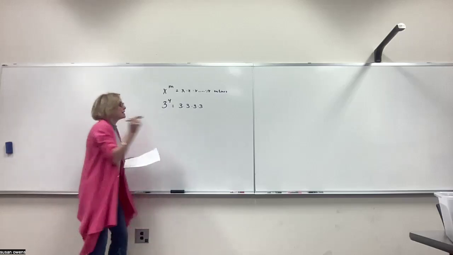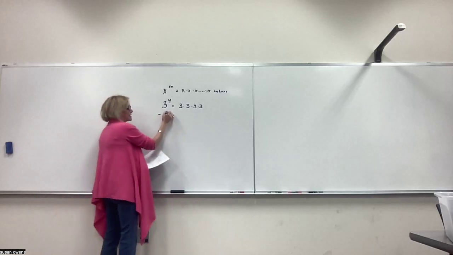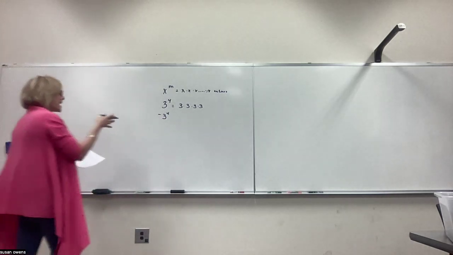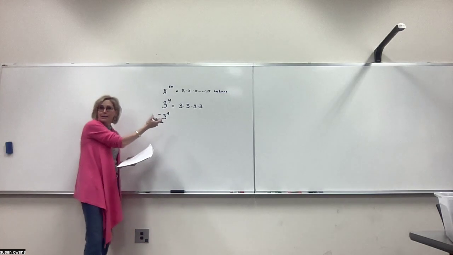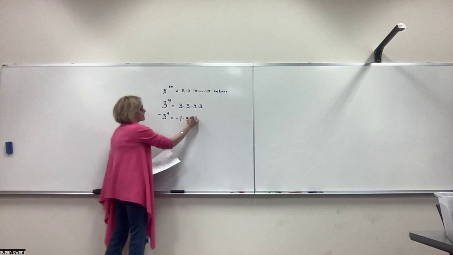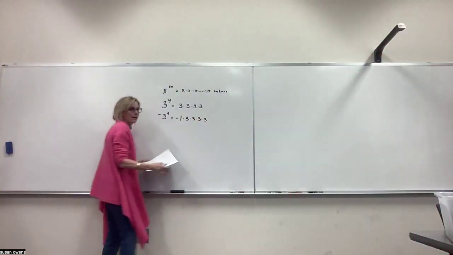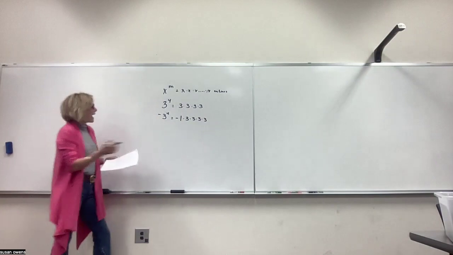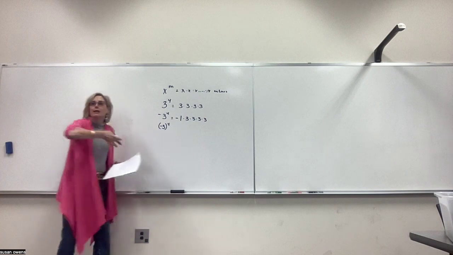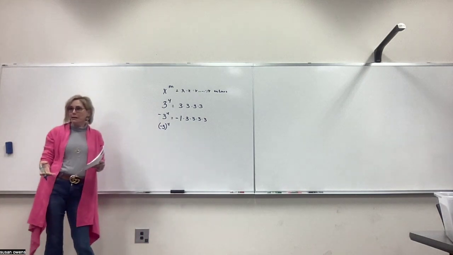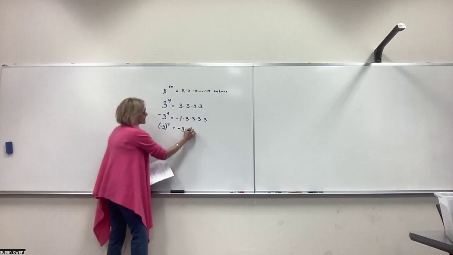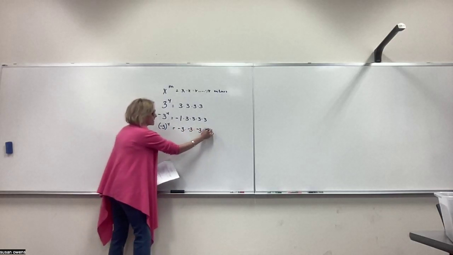If I have negative 3 to the 4th, now here's what we've talked about with calculators. The negative is not connected to that exponent. So that's equal to negative 1 times 3 times 3 times 3 times 3. Whereas if I have negative 3 to the 4th, with the negative and the 3 both being taken to the 4th power, that is equal to negative 3 times negative 3 times negative 3 times negative 3.